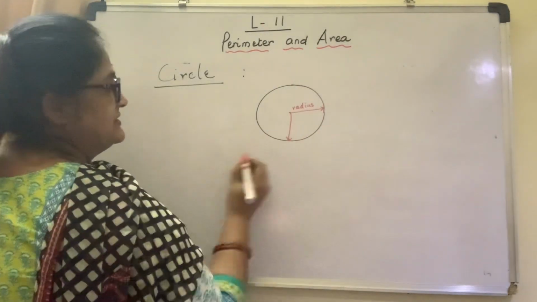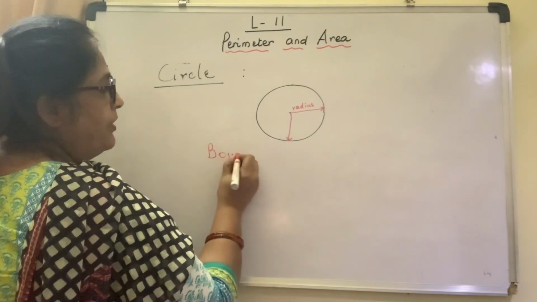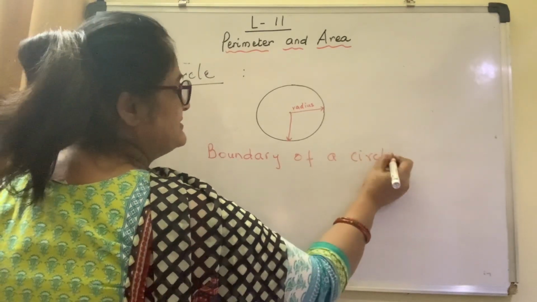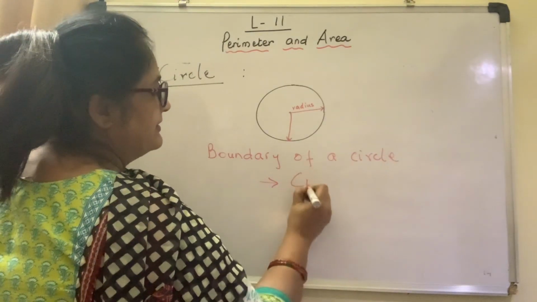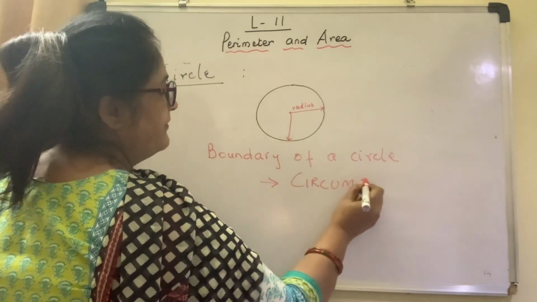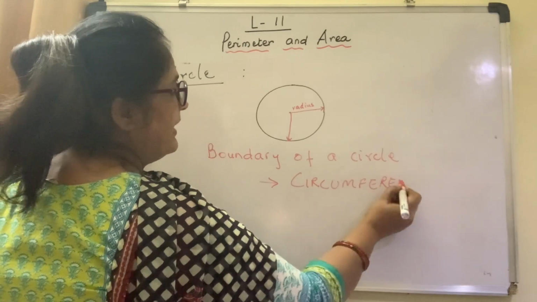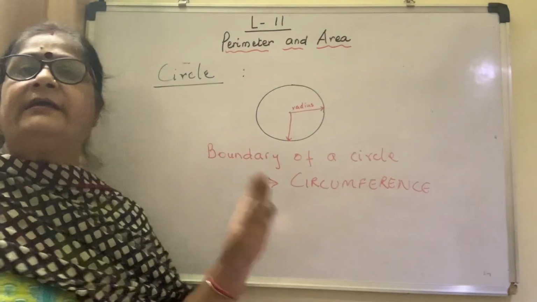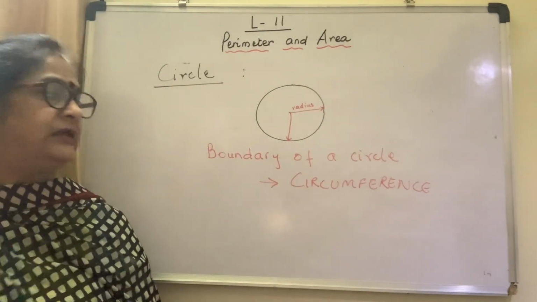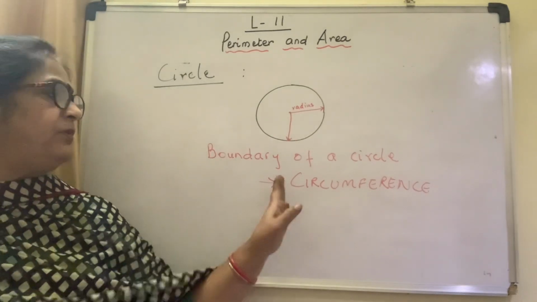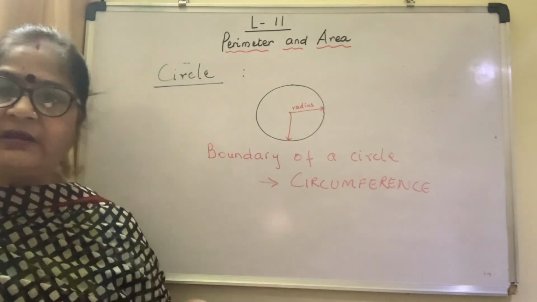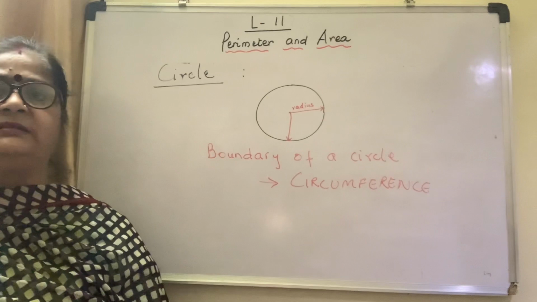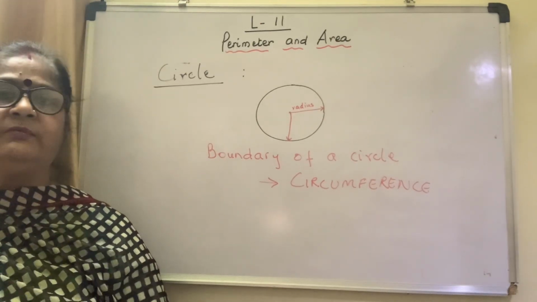The boundary, which is the perimeter, of a circle is called the circumference. The boundary of a circle, instead of calling it the perimeter of a circle, is given a special name, we will call it the circumference of a circle. So these are the three figures whose area and perimeter we are going to do, that we will do tomorrow.